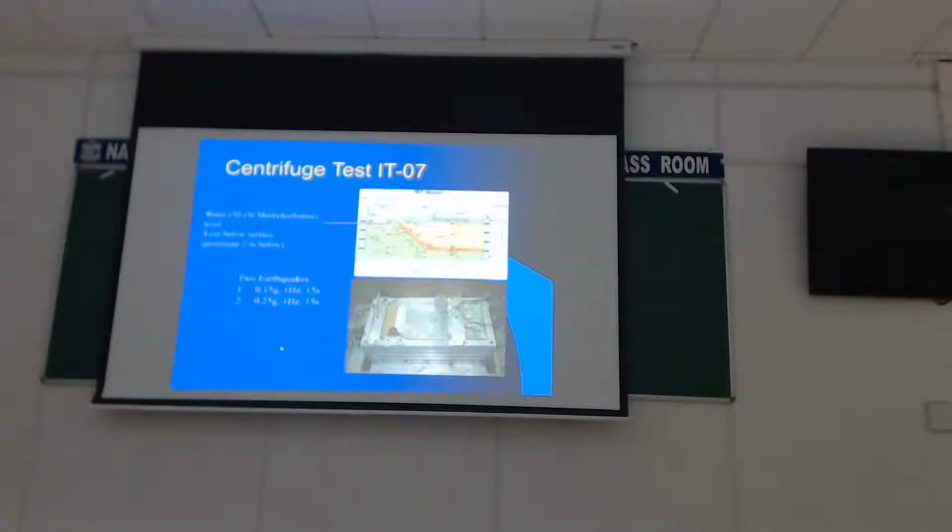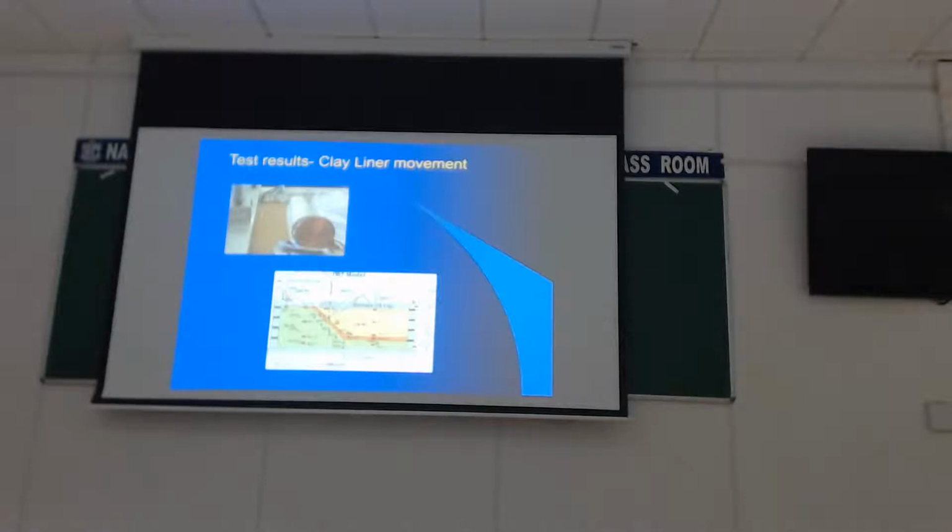And initially we applied 0.15 g and 0.25 g as a sinusoidal earthquake, because here you really want to damage this thing to see what it does. And lots of instrumentation, accelerometers, low pressure transducers, and so on.